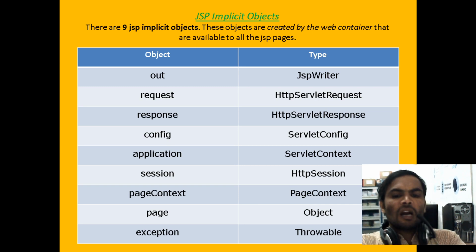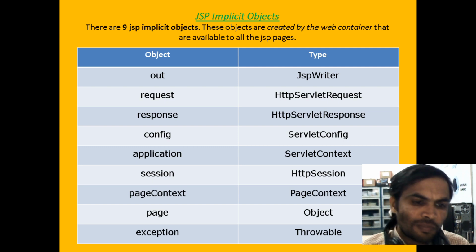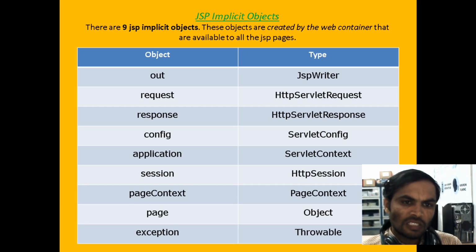If you look at servlets, under servlets also we have objects. For each and every servlet program, the web container creates the servlet config object. The servlet config object is created by the web container; we are not creating it. Under JSP also, if you are designing any JSP application, based on your JSP application, the web container creates the objects. Implicitly these 9 objects are created.